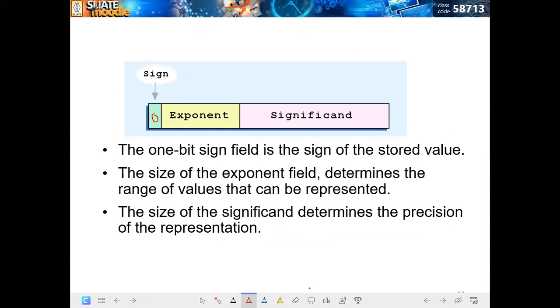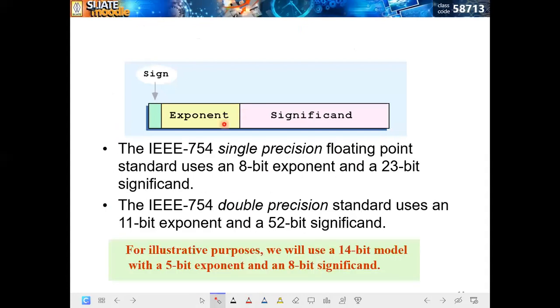Okay, then the next slide we will move. The IEEE 754 single precision floating point standard. This is a standard, right? Don't think much about this one. This is a standard which is used to represent a floating number, right? Floating point standard uses an 8-bit exponent and a 23-bit significant, right?